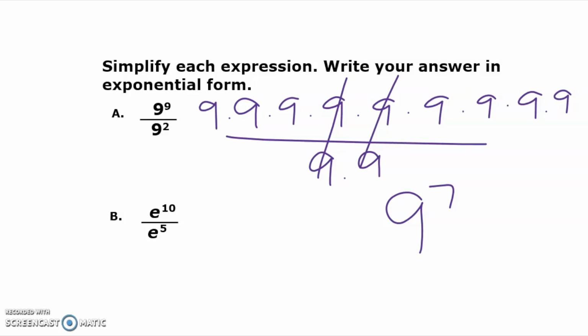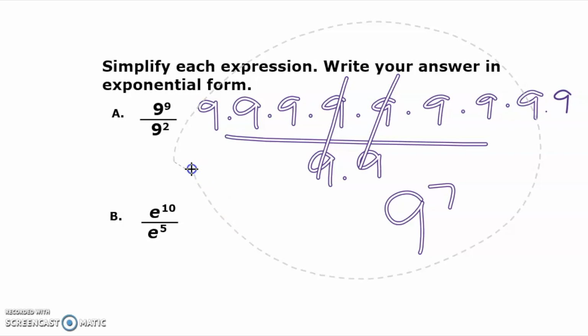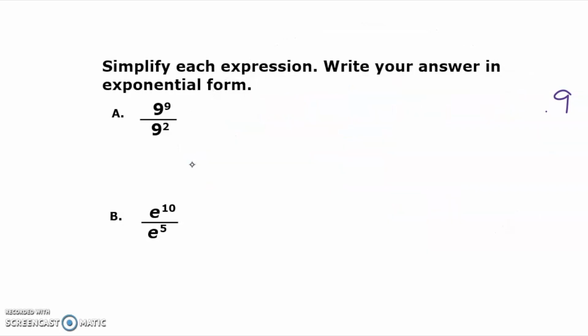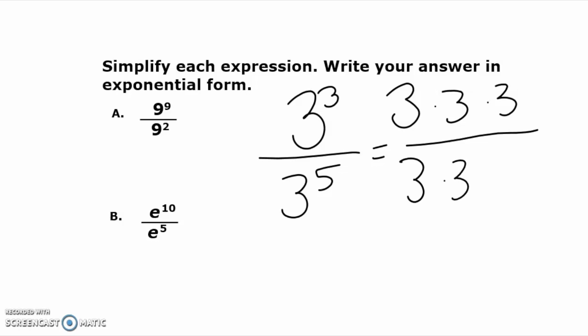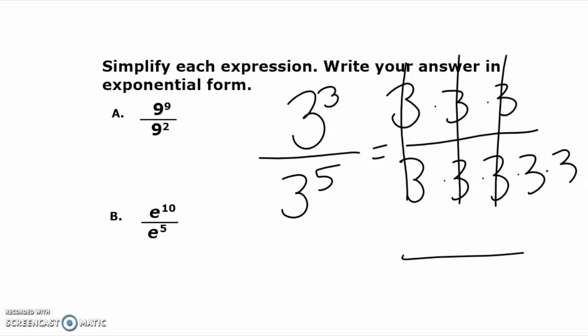Well, let's look at what happens if we reverse that, if we had the larger amount of multiplication in our numerator instead of our denominator. So let's look at a problem like 3 to the 3rd divided by 3 to the 5th. This time if we expanded it out, we'd have 3 times 3 times 3 over 3 times 3 times 3 times 3 times 3. If we're crossing these out, we can see that we have more 3's in our denominator. So that would be 3 to the 2nd in the denominator and a 1 in the numerator.